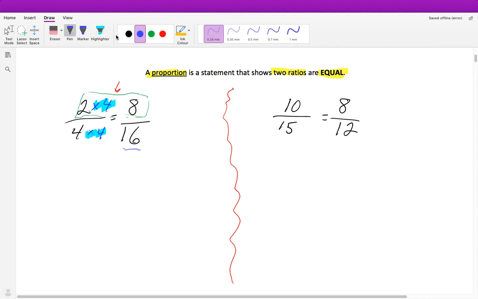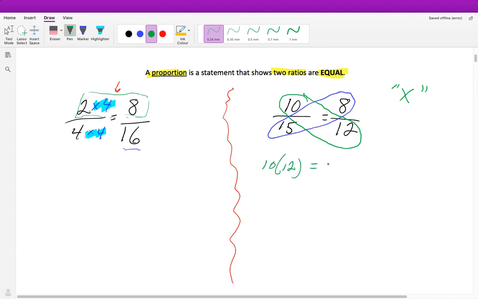And then the other way that I told you before that we can do this is we can do our x method. Remember, throw your x up. So to do that, we will multiply the one numerator times the opposite denominator, and then we will multiply the other numerator by the other denominator. So if we multiply these together, we will now have 10 times 12 is equal to 15 times 8.